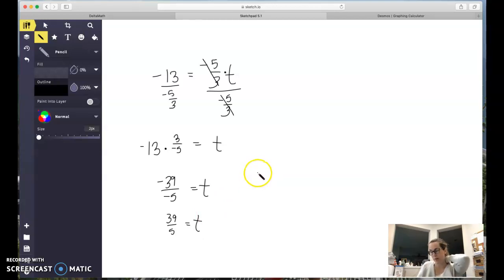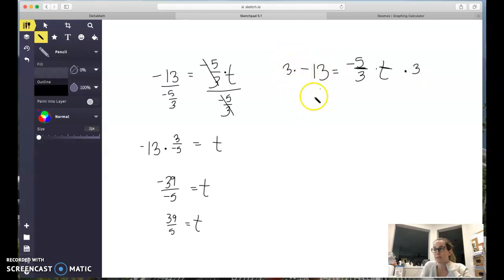Another way you could do this problem, if that was kind of tricky for you to think through, is with negative 5/3 t. We could undo or invert each part of our fraction individually, right? So I could say, hey, I have this dividing by 3, so I could start by multiplying both sides of my equal sign by 3. So 3 times negative 13 is negative 39, and I'm left with my 3's. 3 divided by 3 is 1, so I'm left with negative 5t.